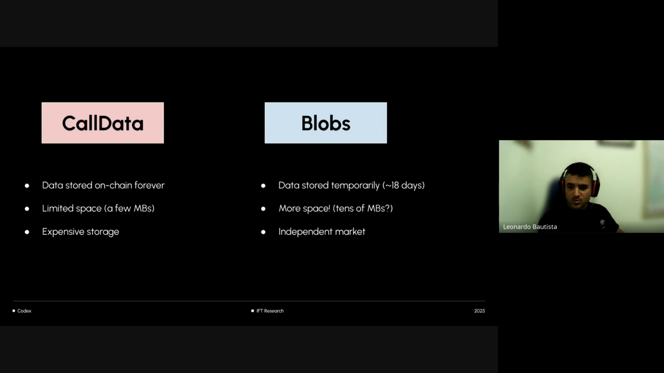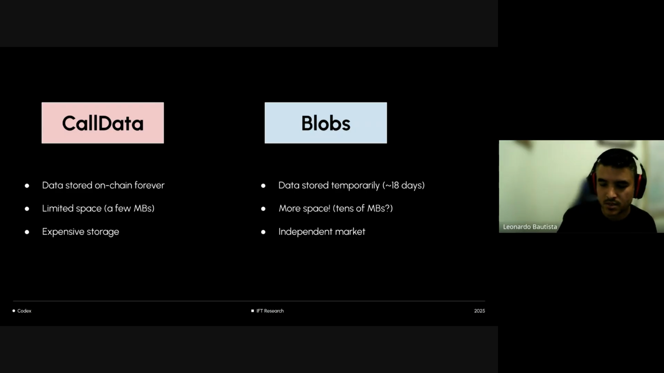So that's a better solution, because it's temporary storage, it's ephemeral. You only store data for 18 days. You have more space because you have up to tens of megabytes if we manage to scale the way we want. And also, it's an independent market, so it's different from the traditional gas market. So that's also an important difference there.